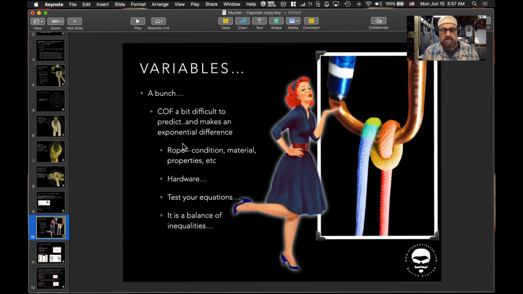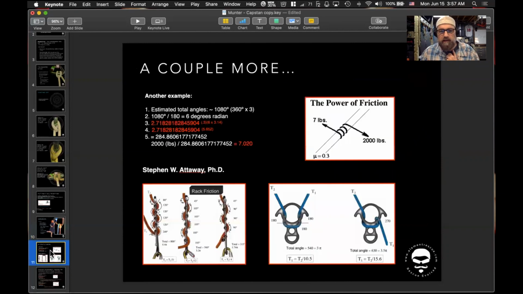Those can change based on the condition of the rope, the material, and the properties of those materials. Your hardware can change it. Are you using steel? Are you using aluminum? Are you improvising a lower with just a one wrap or two wrap around a balcony handle, or in a stairwell doing a stairwell corkscrew? So test your equations out. It's basically a balance of inequalities, and one way or another you'll be able to get a rough estimation of the gear that you carry, and then from there it's extremely easy.